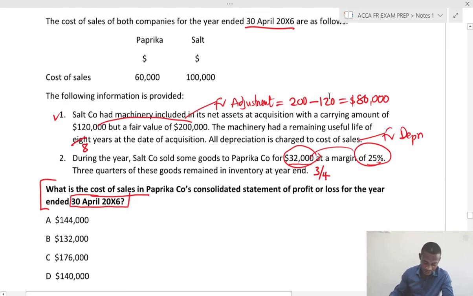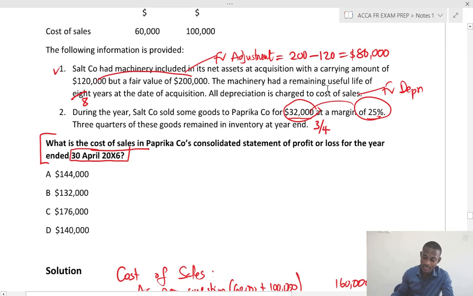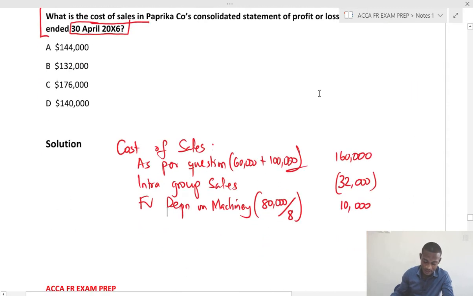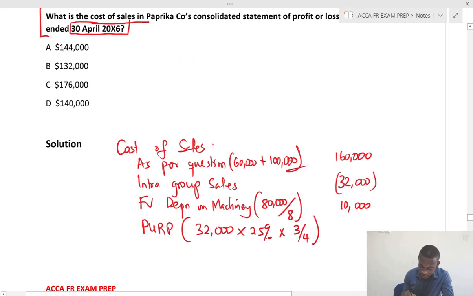And then the next point will be to look at the unrealized profit. So we take the sales. So the PURP would be the sales 32,000 times 25%, which is the margin, times 3/4. So let's check that. 32 times 0.25 times 3 divided by 4, and that is 6,000. And this is also added to the cost of sales.